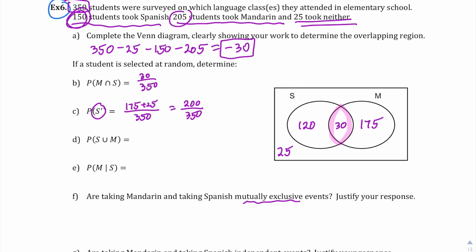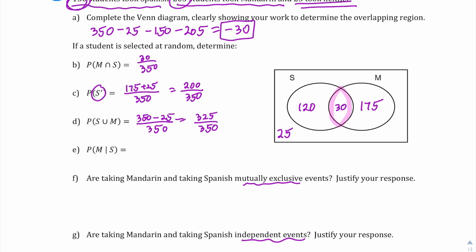The probability of either Spanish or Mandarin, so the union of those two, is going to be the complement: 1 minus those who took neither. In this case we can easily say it's 350 minus the 25 who took neither, or of course we can just add up the values, and so we're going to get 325 out of 350. Then our conditional probability question, and nothing unique about a Venn diagram.